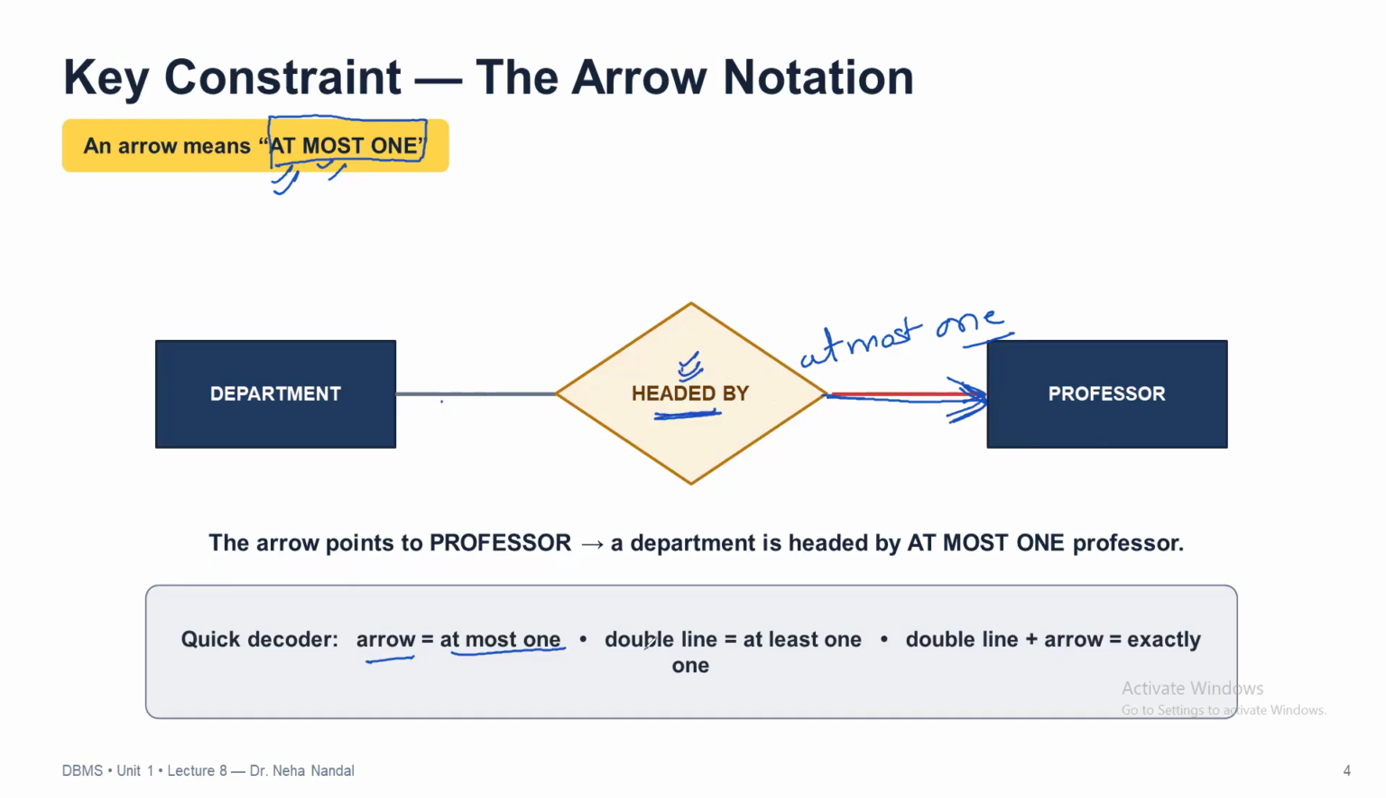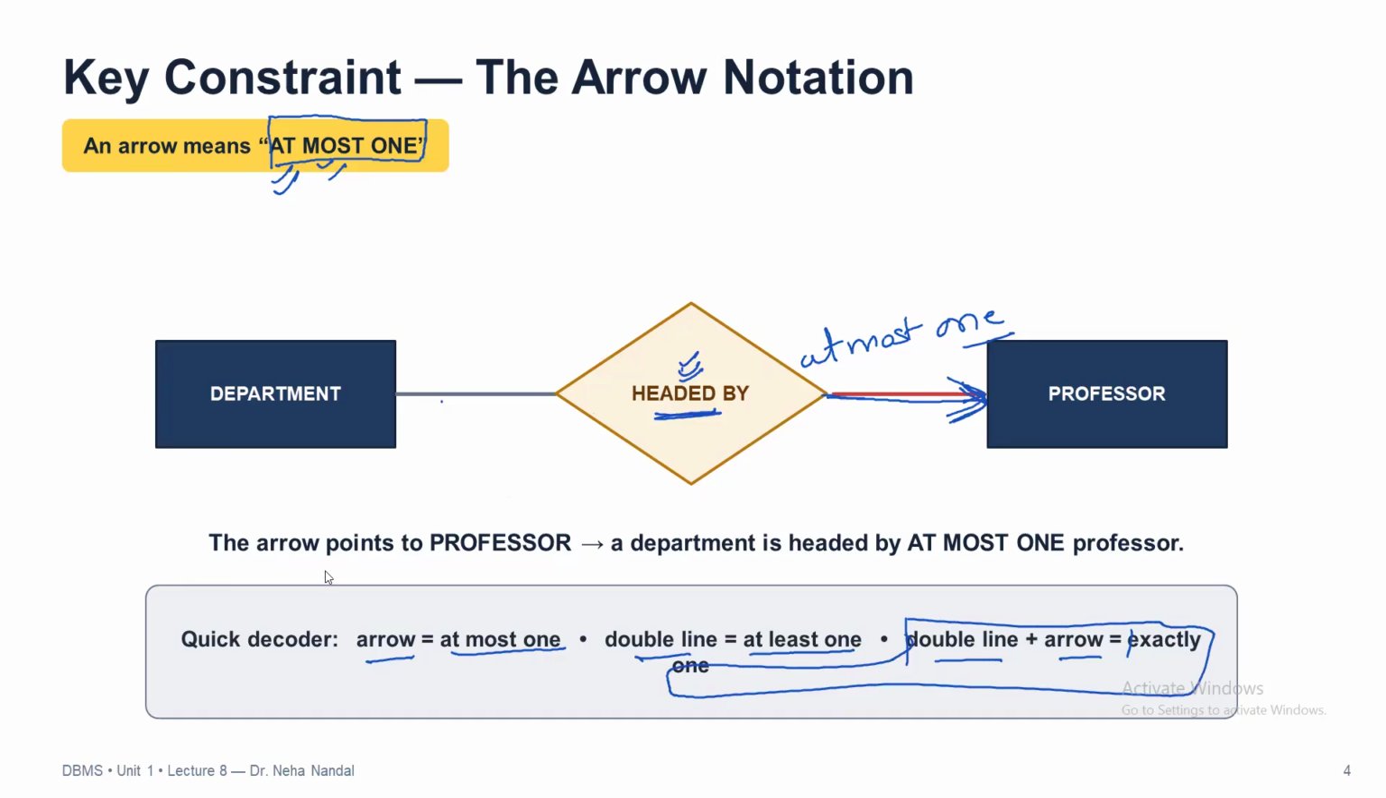Arrow is at most one, double line is at least one. Double line plus arrow, exactly one. So this new combination also to remember. Double line plus arrow will show exactly one. That third combination is how you express exactly one, mandatory. And examiners will be asking you this while seeing your ER diagram. So if you have utilized this functionality, please remember their definitions and remember their examples. That will be useful to you.